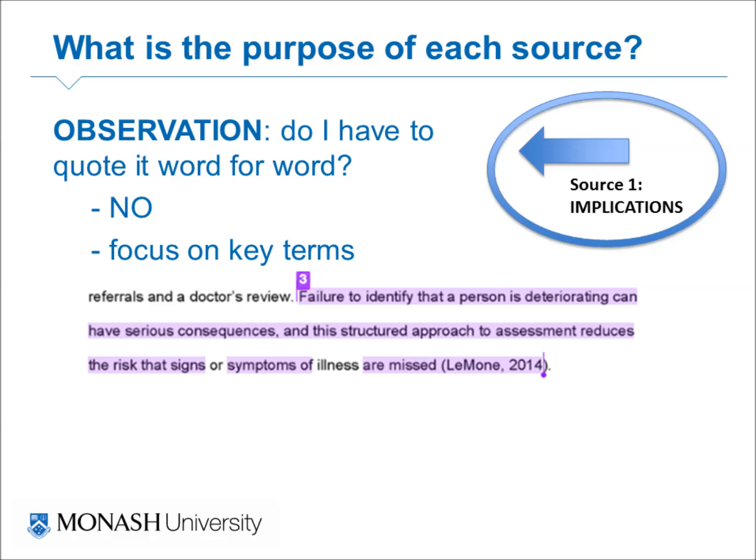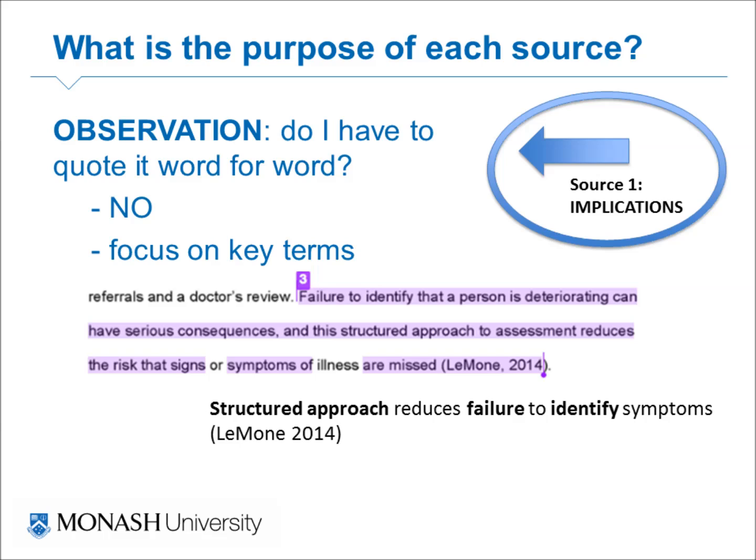How do we capture the main terms? Well, let's just focus on the main ideas that are in this passage. We have structured approach, we have failure, we have ability to identify. Can we write this? I think you can easily do this on your own. And the easiest way to do this would be just to write a very simple statement: structured approach reduces failure to identify symptoms, and then you can play with it and see what's the best way to write it.